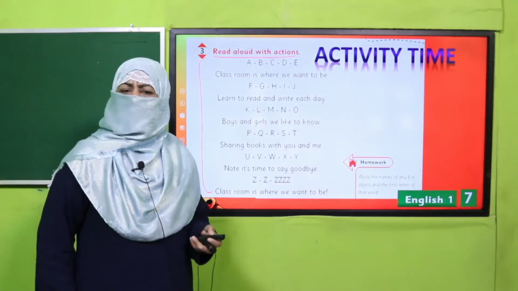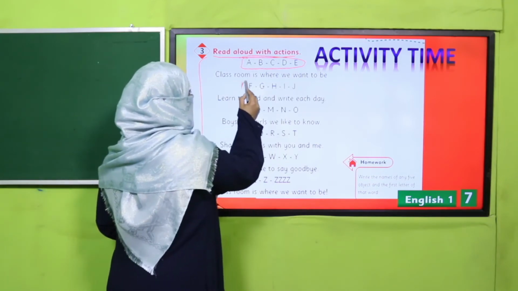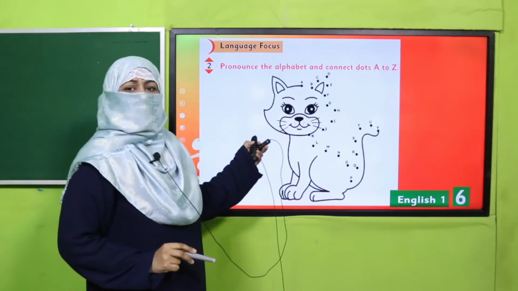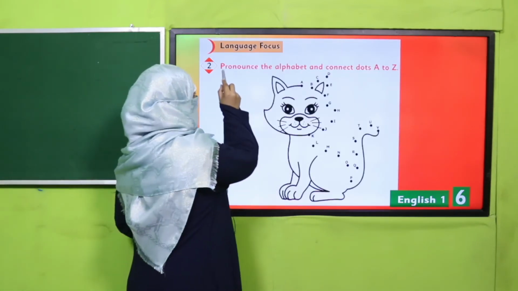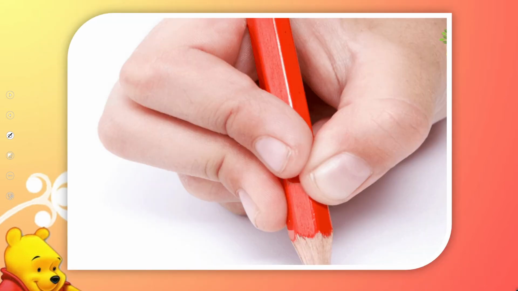Yes, are you done? And you know all the letters we have used, we have written here, all are capital letters. You are going to join the letters, you will pronounce the alphabet and connect the words from A to Z. And how we are going to do it? Before that, make sure you are holding your pencil correctly. How do we hold the pencil correctly?